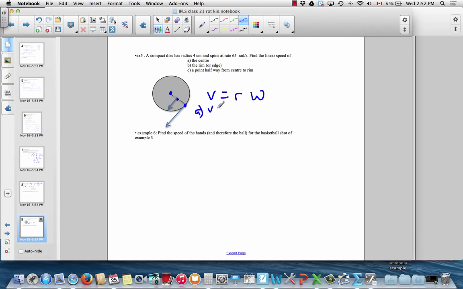So point A, with no distance, there's no speed. Point B, this says on the rim, so we're way out here on the rim. So it's 4 centimeters of radius times 65 rads per second. Let's see, that's 240 plus 20 is 260, so this should be 0.26 meters per second.